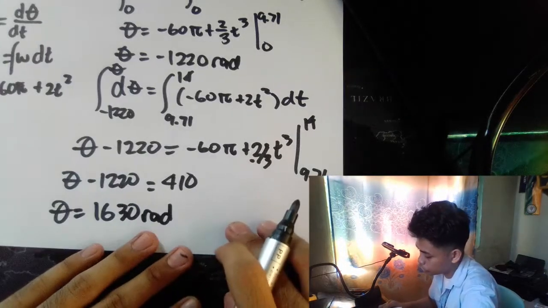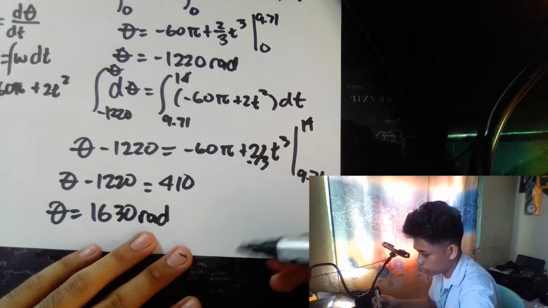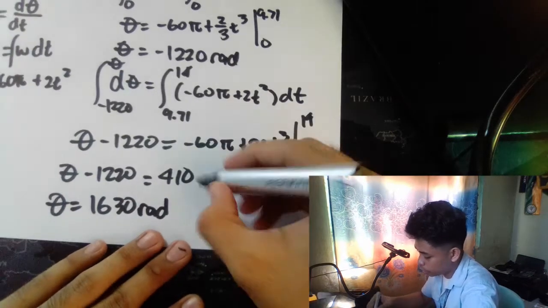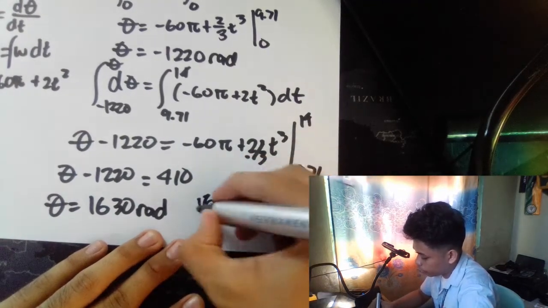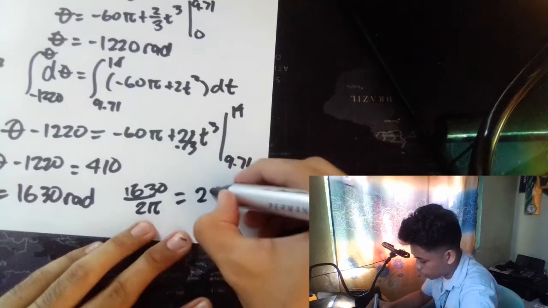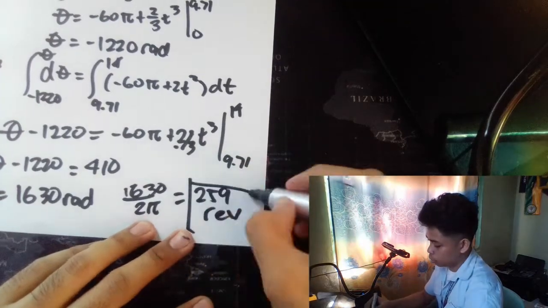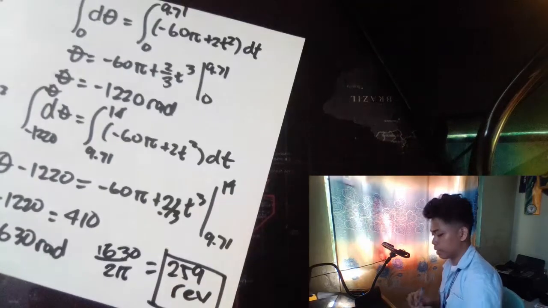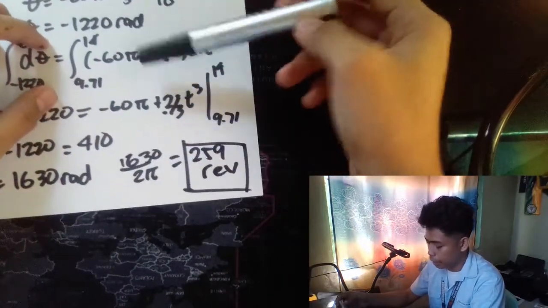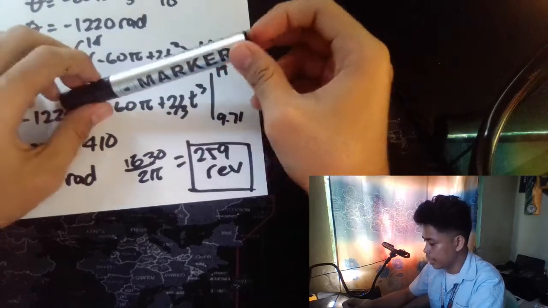To convert that into revolutions, we divide by 2π. So 1630 divided by 2π equals 259 revolutions. So from 0 seconds to 14 seconds, the wheel turned 259 revolutions, counterclockwise and clockwise combined.